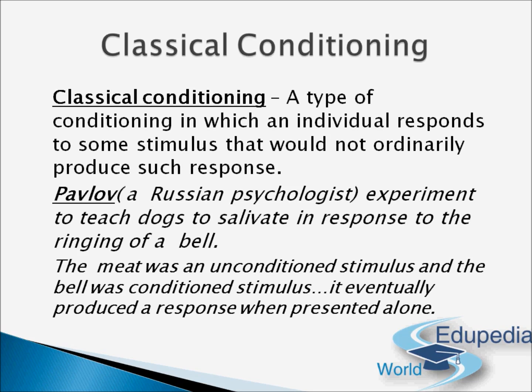So we can say the theory is like this: classical conditioning is a type of conditioning in which an individual responds to some stimulus that would not ordinarily produce such a response. The bell would not have produced a response of salivation, but because it was associated with meat, and hence ordinarily does not produce a response, the conditioning has taken place, a learning has taken place. This is called classical conditioning.